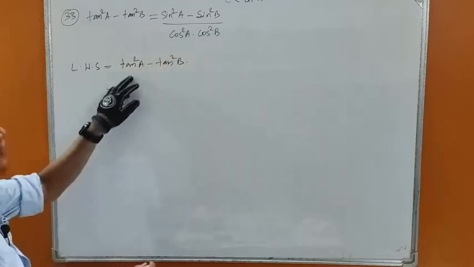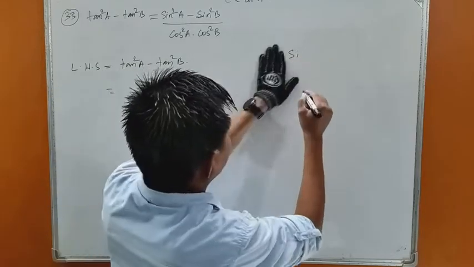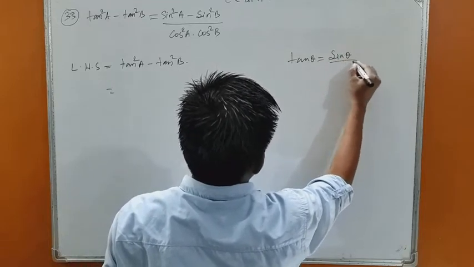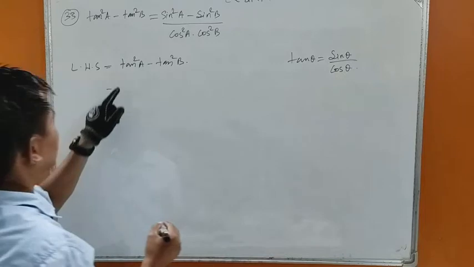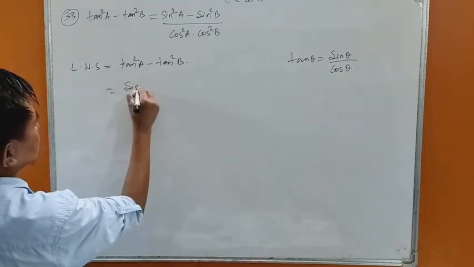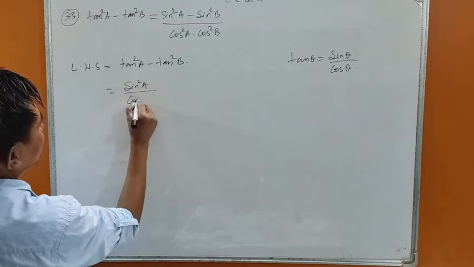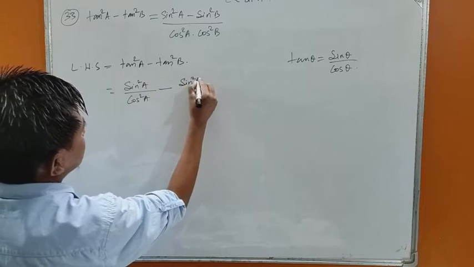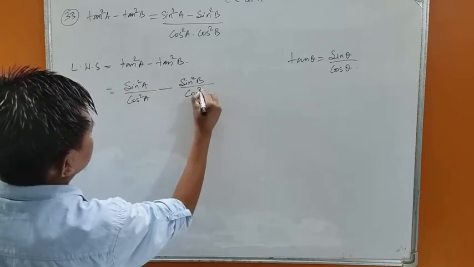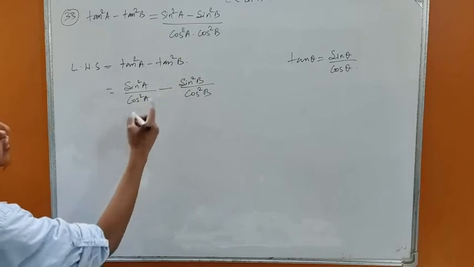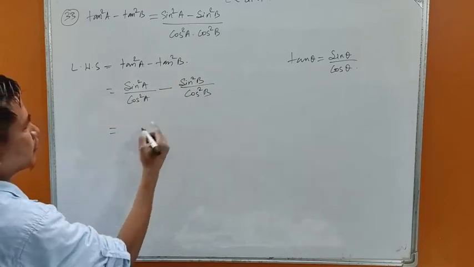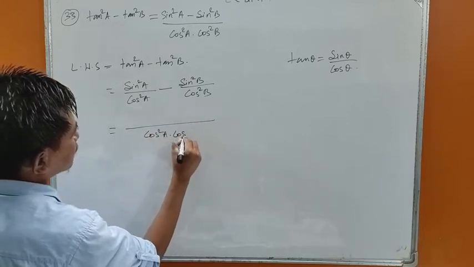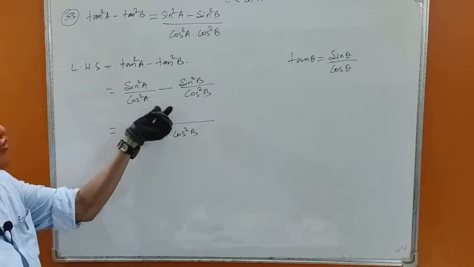So this can be written as, you know that tan theta equals sin theta by cos theta, isn't it? So tan square a means sin square a by cos square a, isn't it? So minus tan square b means sin square b by cos square b. Tan theta means sin theta by cos theta. So let's take the LCM of the denominator, cos square a into cos square b.